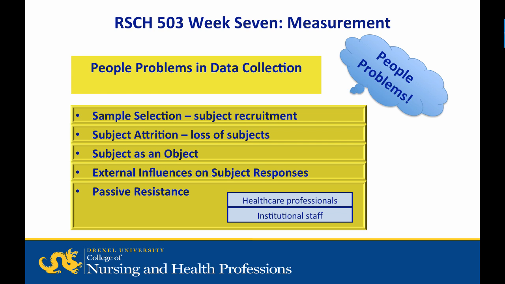3. Viewing subjects as objects is a possible hazard for investigators. Remaining aware of this possibility may help researchers retain a humane focus. 4. What are the external influences on subject responses? Can such influences become extraneous variables that may affect the study's findings? And 5. Passive resistance on the part of those who are directly or indirectly involved in the study. For example, administrative staff, nurses, or other providers in a study being conducted in a hospital.